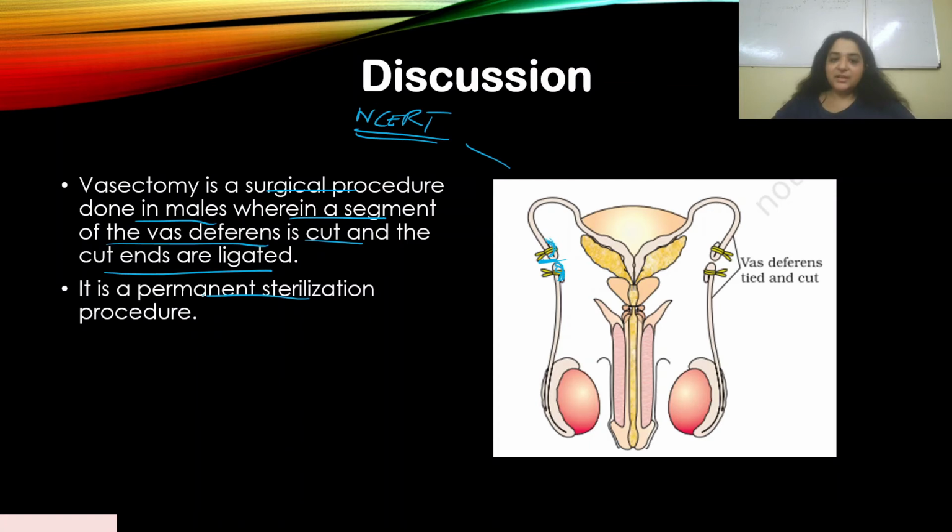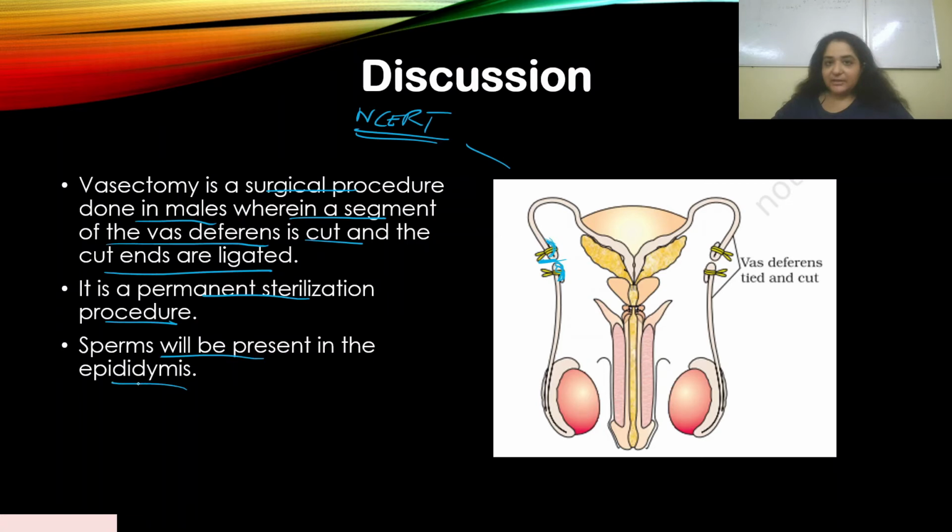It is a permanent sterilization procedure, and the sperms will be present in the epididymis. Now what we are doing is cutting the vas deferens. So when the sperms that are present here move up, they will not go into the vas deferens, into the urethra eventually. Our whole job is to avoid sperms going into this and mixing with the semen that is coming from the seminal vesicles, the Cowper's gland and so on.